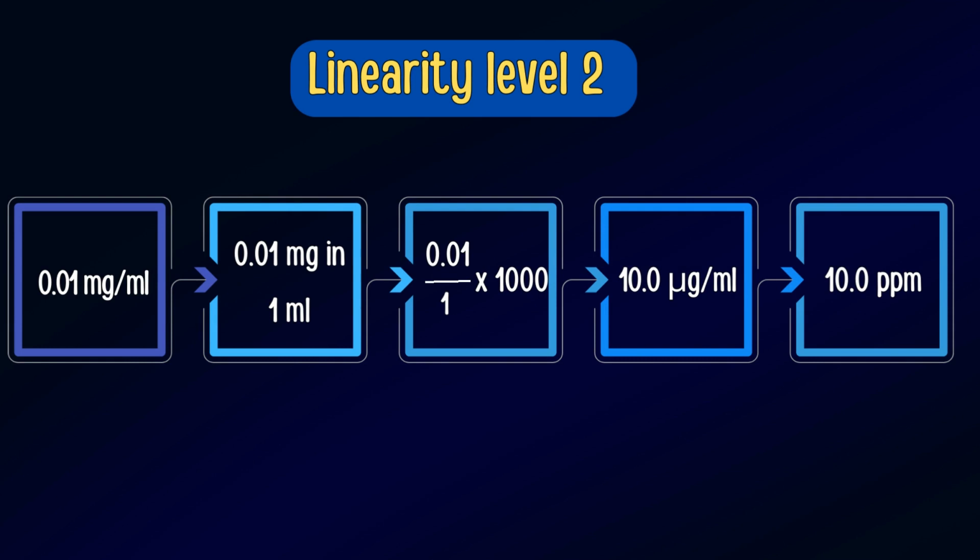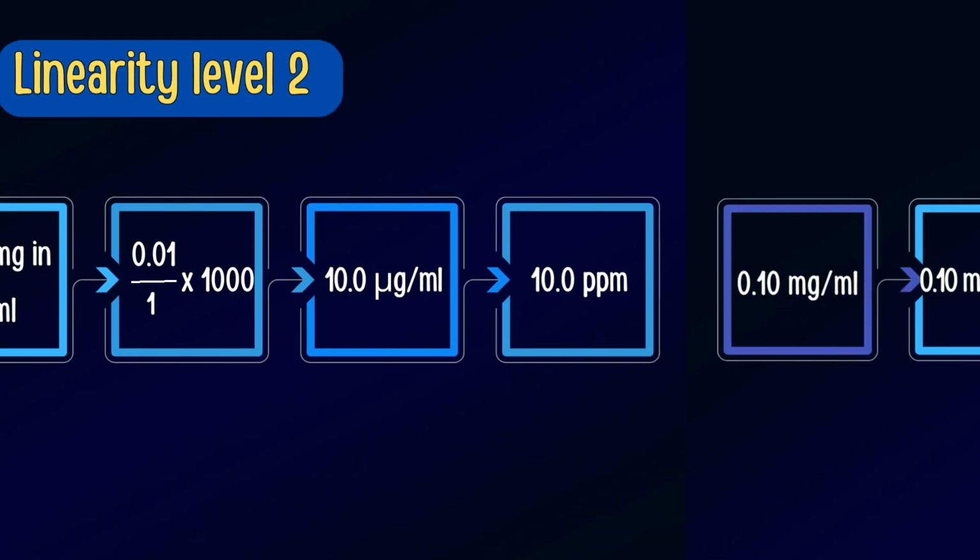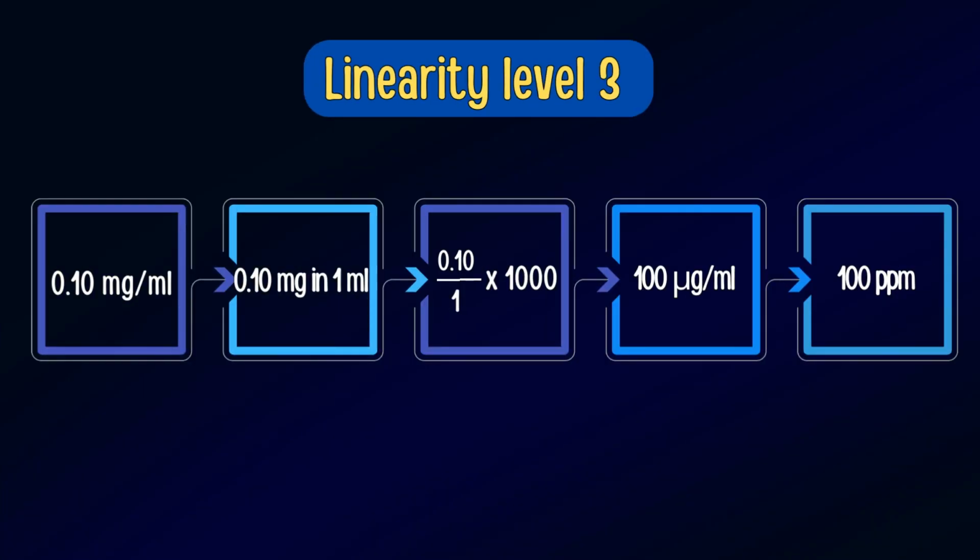For 0.01 mg per ml, it can be converted as 0.01 mg in 1 ml, that is 0.01 divided by 1 into 1000 corresponds to 10 microgram per ml or 10 ppm, and for 0.10 mg per ml, it can be converted as 0.10 mg in 1 ml, that is 0.10 divided by 1 into 1000 corresponds to 100 microgram per ml or 100 ppm.